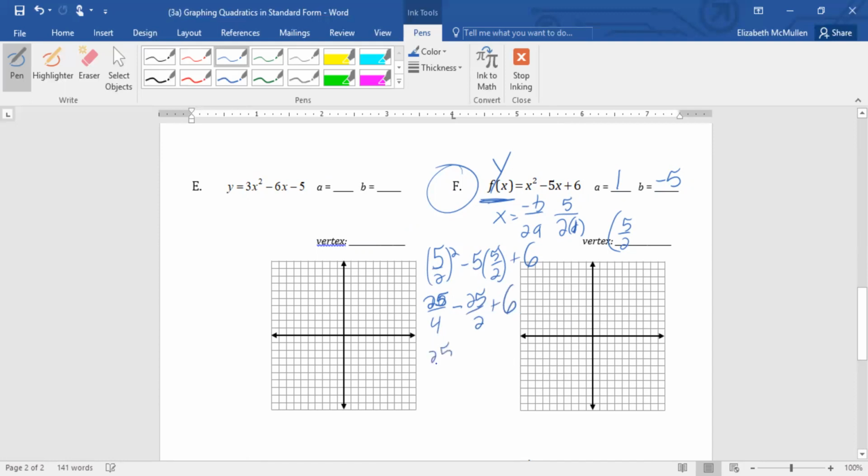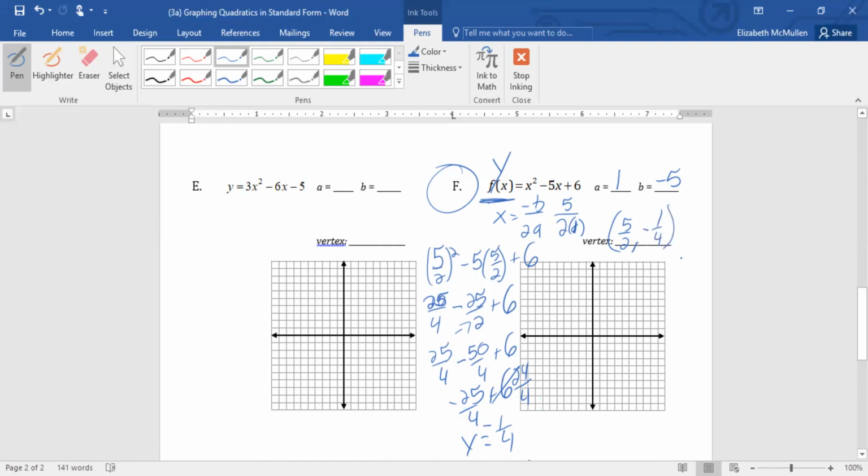So 25 fourths minus, we're going to convert this to fourths. This is 50 fourths plus 6. Gives me negative 25 fourths plus 6. 6 as fourths is 24 fourths. All right, so negative 25 fourths plus 24 fourths is negative 1/4. So y equals negative 1/4.